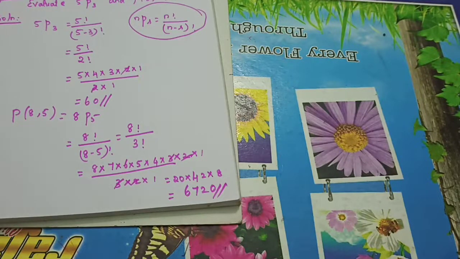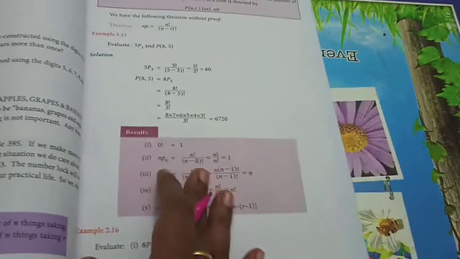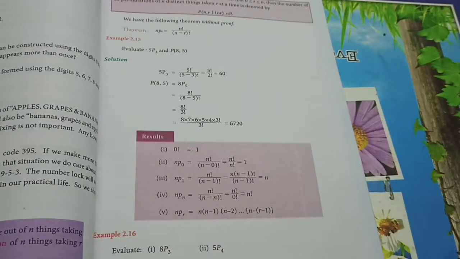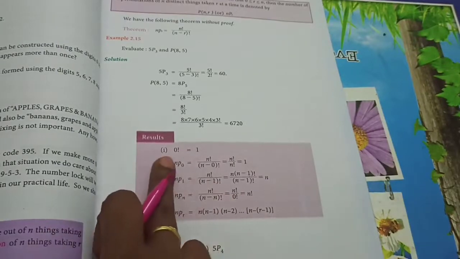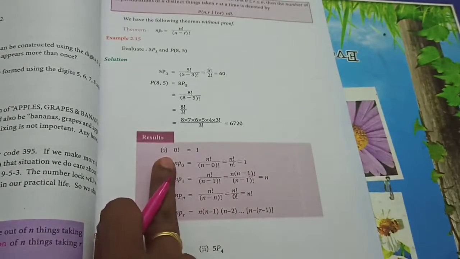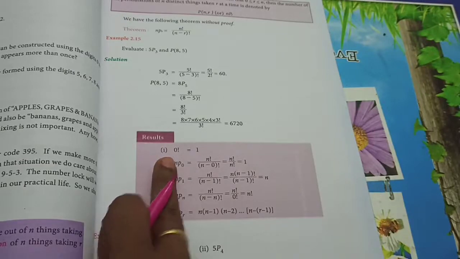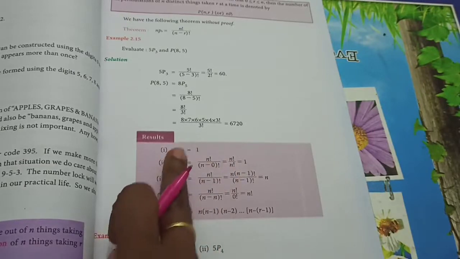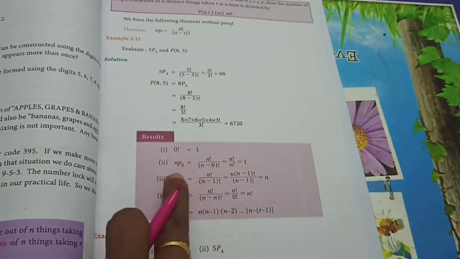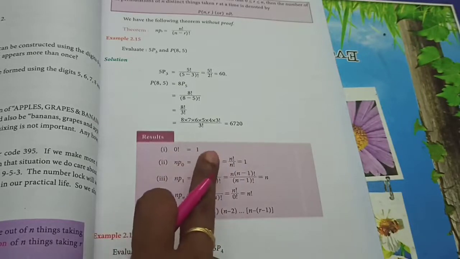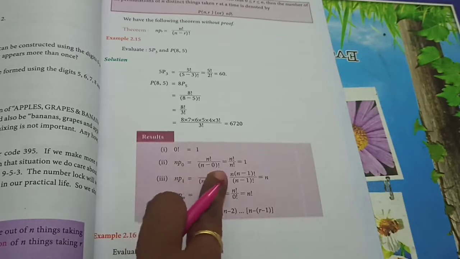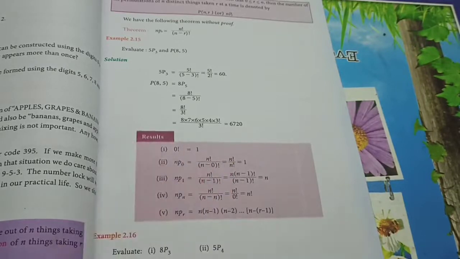Got it? Some results are there in your book, so all of you learn all the results. They will ask them in one word questions, and we will also use them in some problems. What's the value of 0 factorial? 1. Then nP0. What formula will we substitute? n factorial divided by (n minus r) factorial. So n minus 0, what will you get?